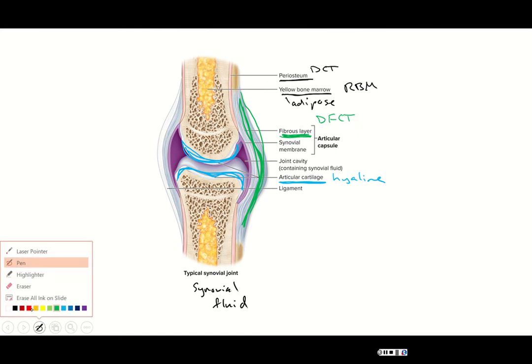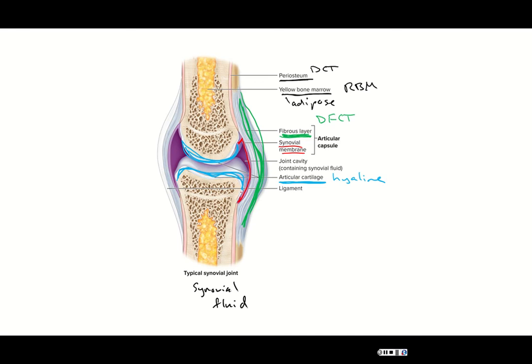The inner layer is the synovial membrane. So you can see the synovial membrane basically starts right where the articular cartilage ends, and it will wrap around the inner part of this articular capsule. It's on both sides. It's everywhere. It's everywhere where there's no hyaline cartilage. And what it will do is there's going to be special cells here that make the synovial fluid.